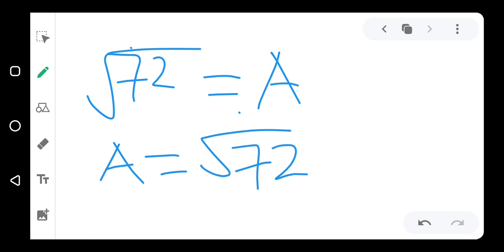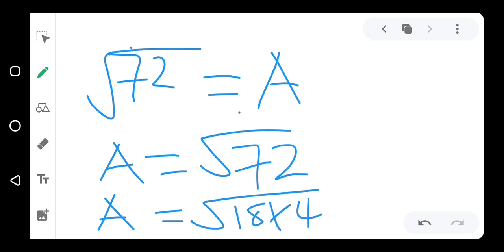Now we check again whether there is a perfect square inside 72, and yes, there is, because 72 is equal to 18 times 4. So a is equal to the square root of 18 times 4. 4 is a perfect square. So we put it. How do we do this?